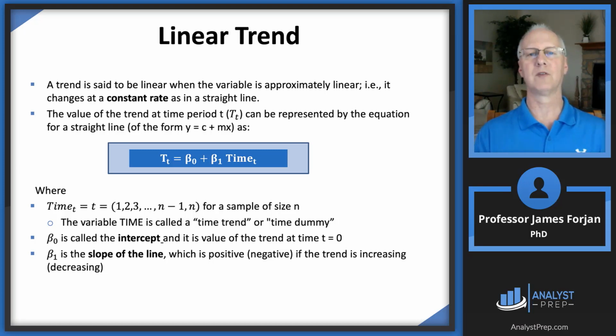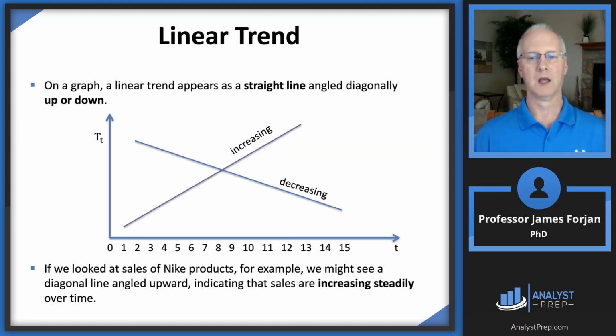So hopefully you get a sense of what we're trying to do here: decide if there is a positive or a negative relationship between the passage of time and the dependent variable. And so there's a quick picture of whether the slope could be upward or downward. Increasing, of course, goes up. Decreasing, of course, goes down. And there's an example in the last bullet point, sales of Nike products. We probably will see a diagonal line angled upward, indicating that sales are increasing steadily over time.